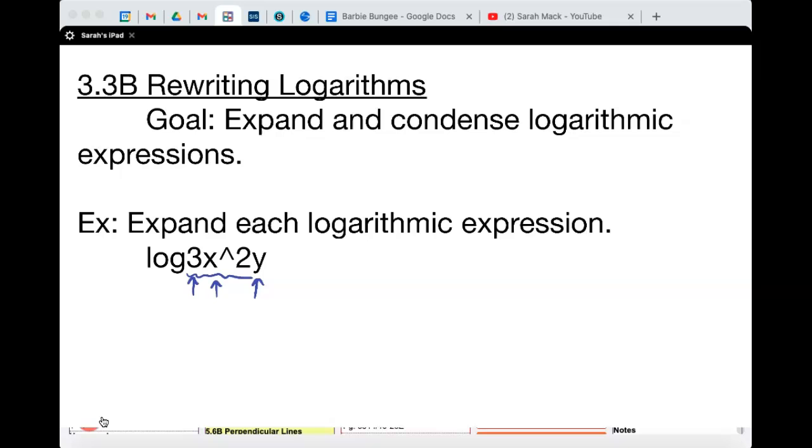Okay, so if there's 3 parts in a logarithm, I can break this into 3 different terms. This is a product, so our product property says I can break this up into a sum. So that's what I'm going to do first. I can write it as log of 3, plus the log of x squared, and then plus the log of y.